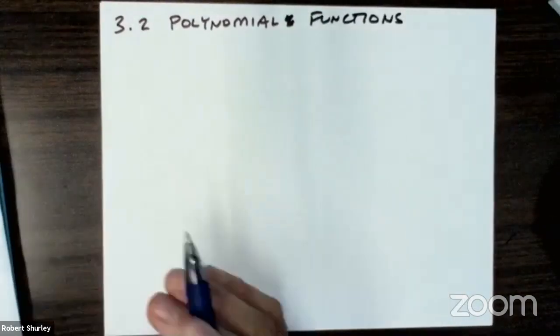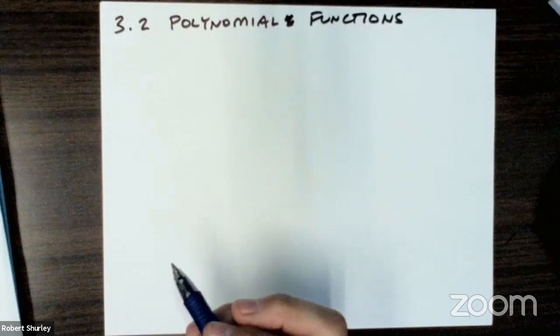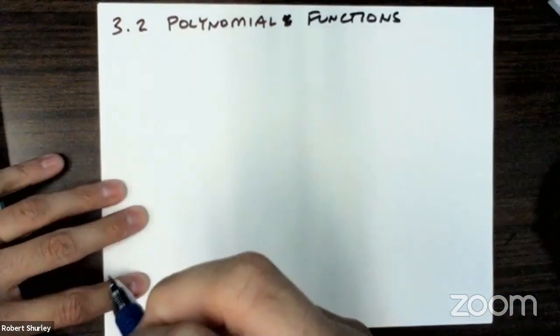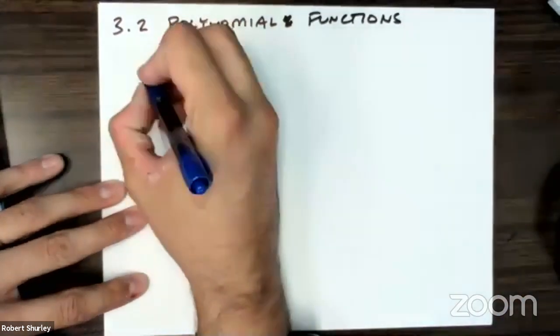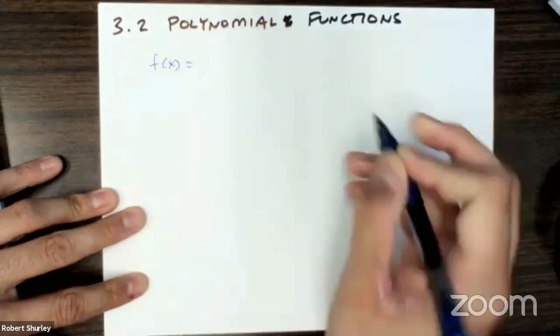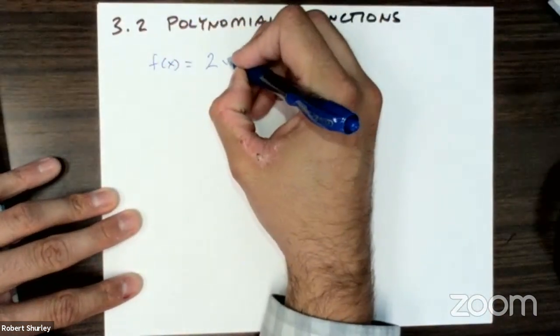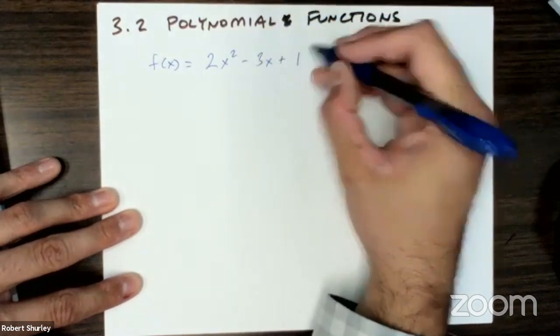Okay, so we've got to define what a polynomial is. Well, a basic polynomial is written really with single terms descending. Now, it might have missing terms, but let's look at an example first. So if we have f of x equals 2x squared minus 3x plus 1.